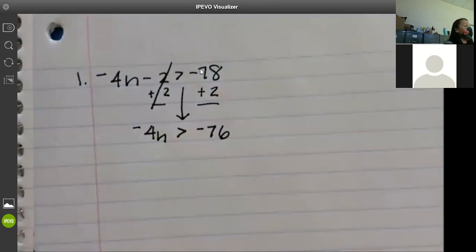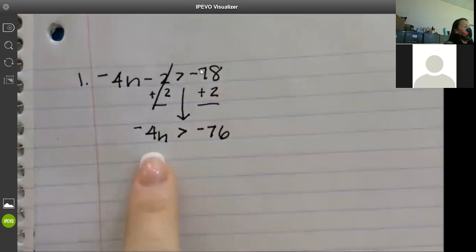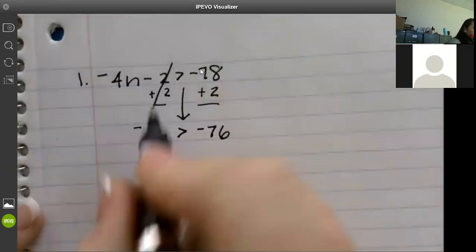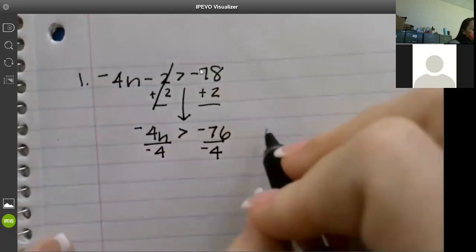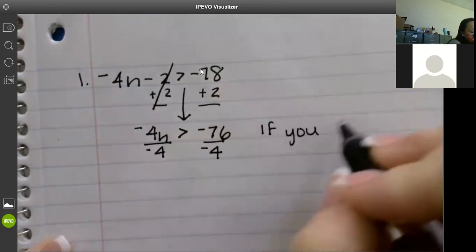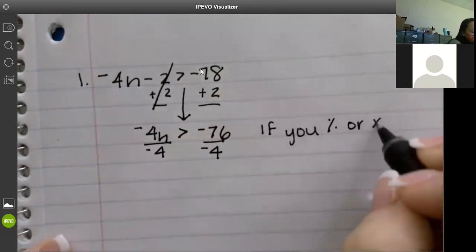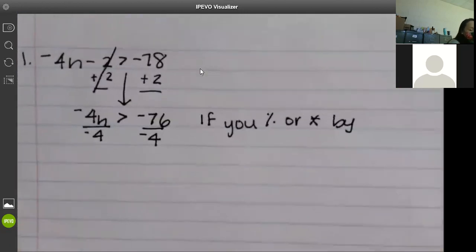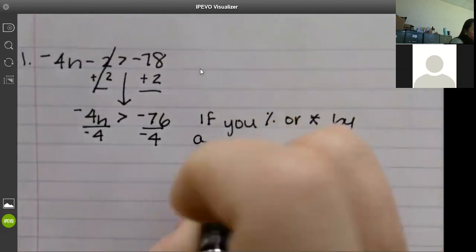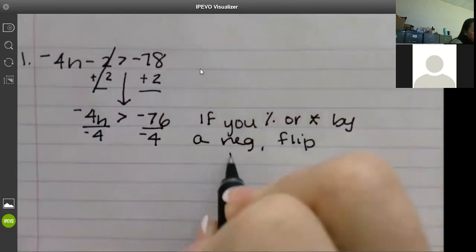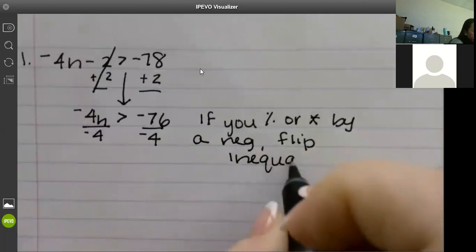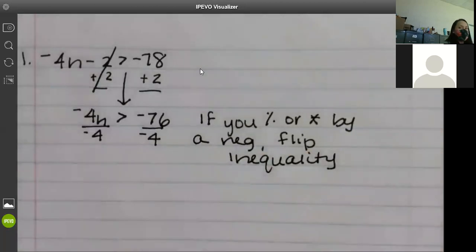All right, so then if you were solving this normally, how would I get rid of the negative 4? Divide by negative 4. Now, listen carefully. Here's your rule. If you divide or multiply by a negative, flip the inequality. That's the only new rule to solving inequalities compared to equations. That's it. Everything else is exactly the same.